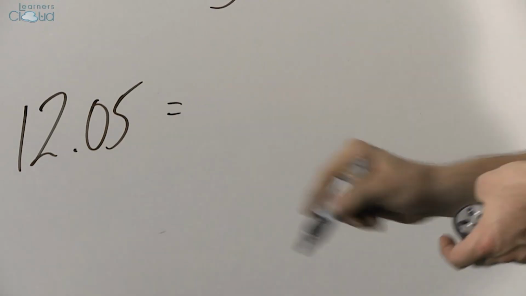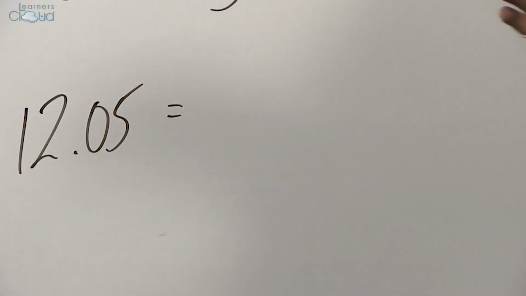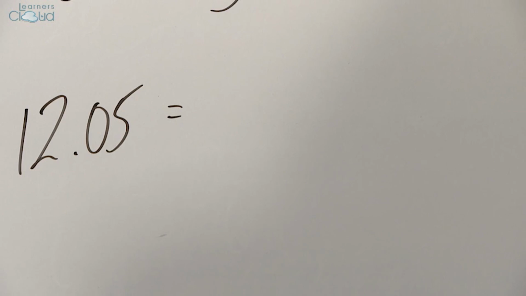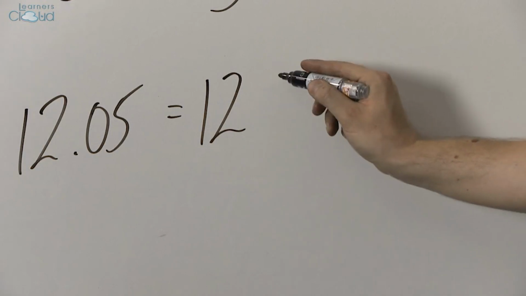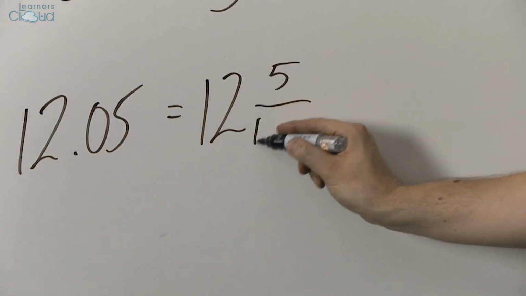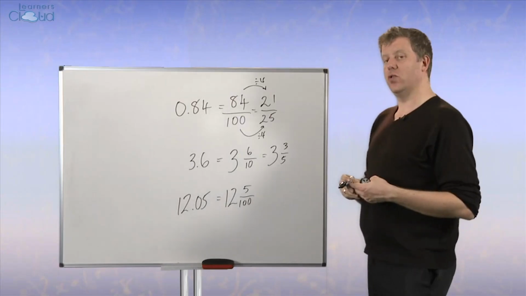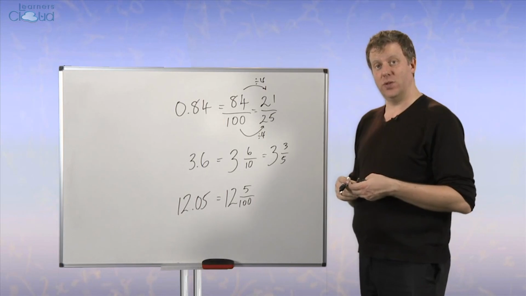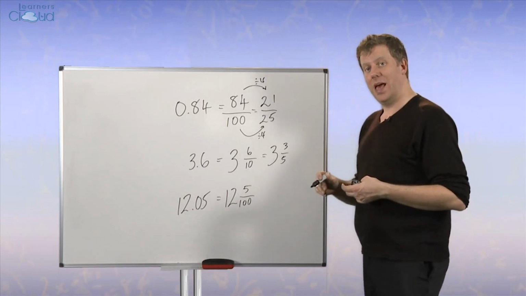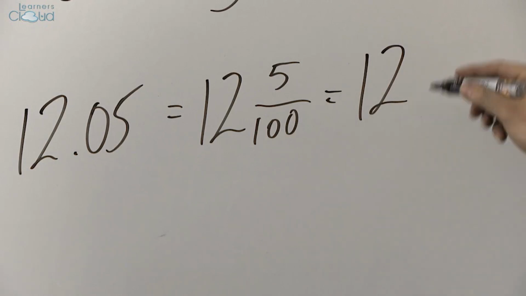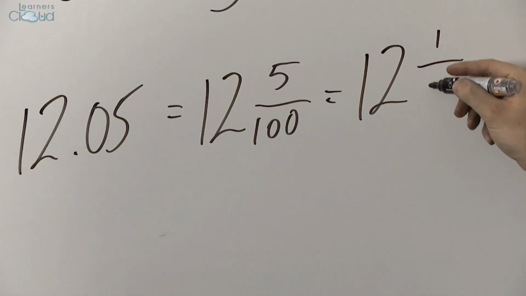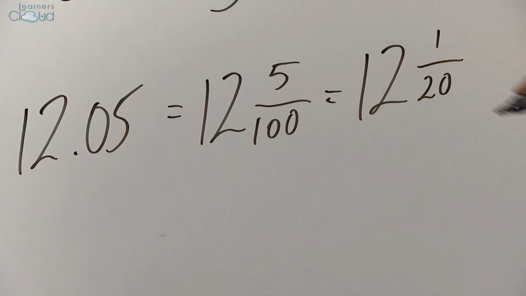Last one we'll look at, 12.05. Again, we've got a whole number that will stay as it is, and the 0.05, because it goes to the hundredths place, would be 5 over 100. So we would write that as 12 and 5/100ths. 5/100ths though simplifies, we can divide the top and the bottom by 5 to give us a final answer of 12 and 1/20th.